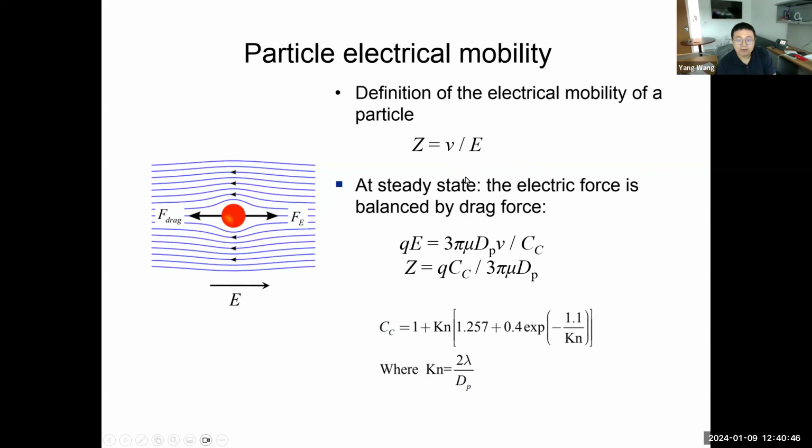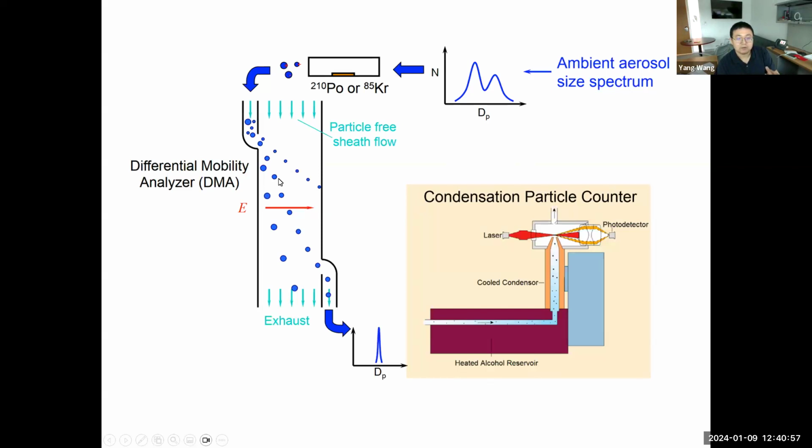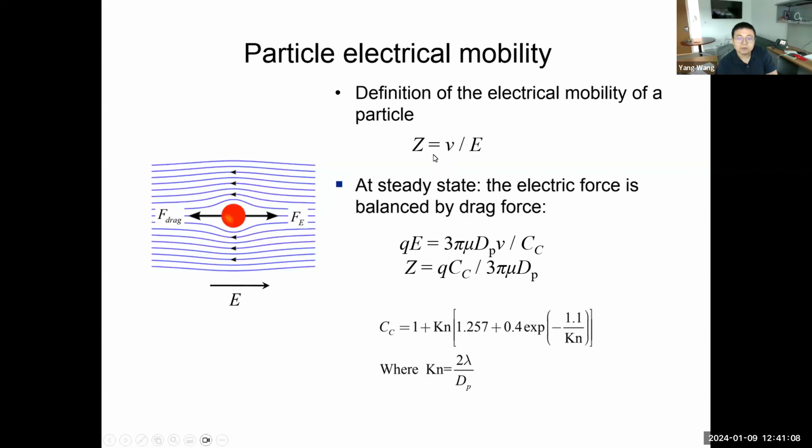field strength. Further, at steady state, the drag force is balanced with the electrostatic force, because there are only two forces applied onto the particle. Although there is gravity, it is too minimal, or negligible, compared to the other forces. So you can build up this equation from the force balance: QE, the electrostatic force, equals the drag force, which is 3 pi mu dp multiplied by velocity divided by the Cunningham slip correction factor. This is the drag force.